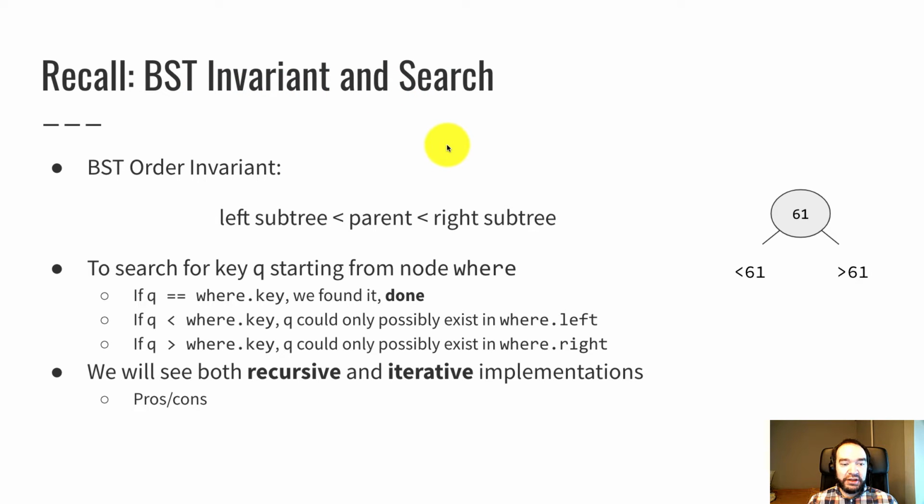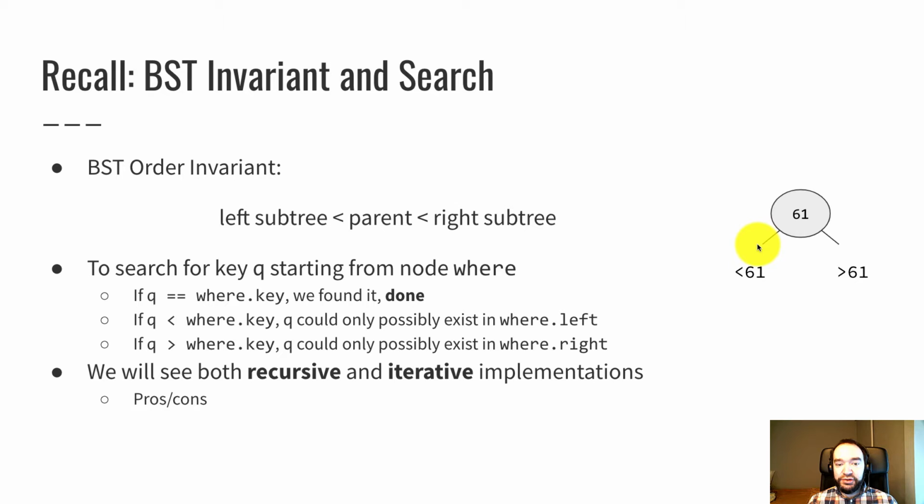Remember, as usual, that the invariant says that if I've got a parent node, all of the keys in the left subtree have to be strictly less than the parent's key, and all of the keys in the right subtree have to be strictly greater than the parent's key, like the 61 example over here. And that gives us a way to design an efficient search algorithm.